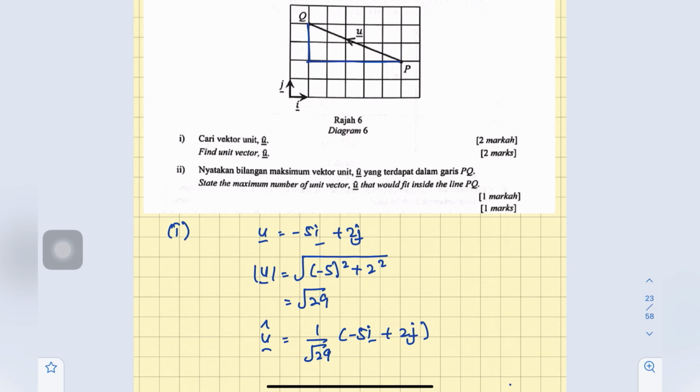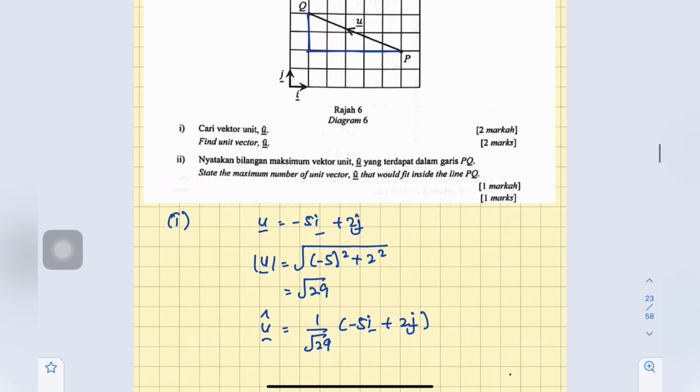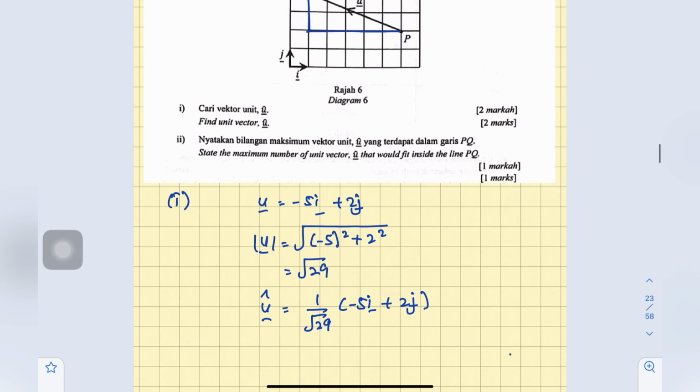Roman 2, state the maximum number of unit vector u hat that would fit inside the line PQ. So line PQ tadi dia punya magnitude dia is root 29. Kalau kita kira root 29 is 5.3 something, kita kena ambil 5 je lah. Takkan kita boleh ambil lebih. So yang fit cuma 5 vector. So Roman 2 is 5 vector.